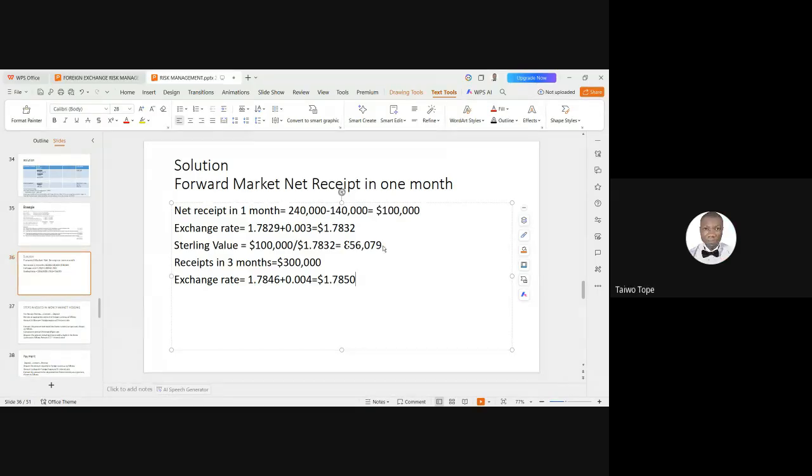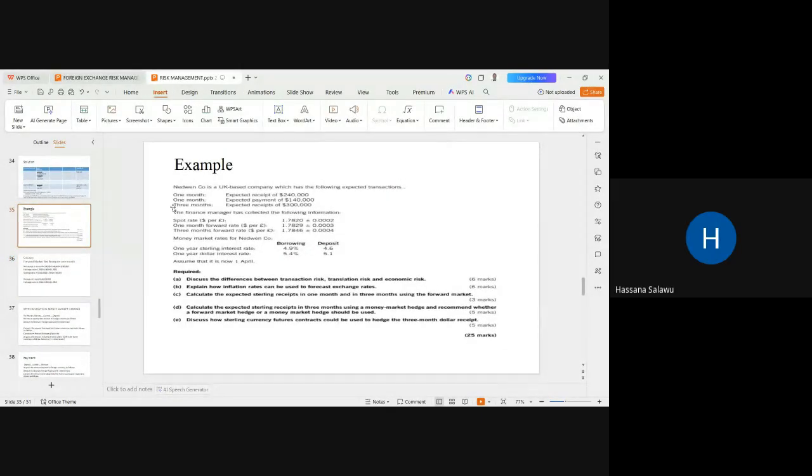Sorry, sir. If I understand correctly, this 100,000 is for 1 month, so just multiply by 3 for the 3 months. No, the $300,000 is in the question. The $100,000 is receipts minus payments. I'm talking about the 300,000, which is in the question. It's 3 months, and the 100,000 is expected for a month. Thank you.